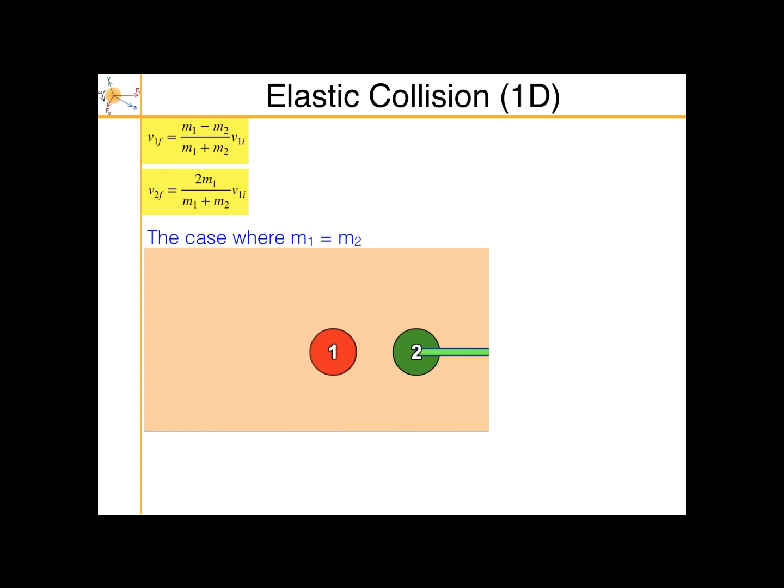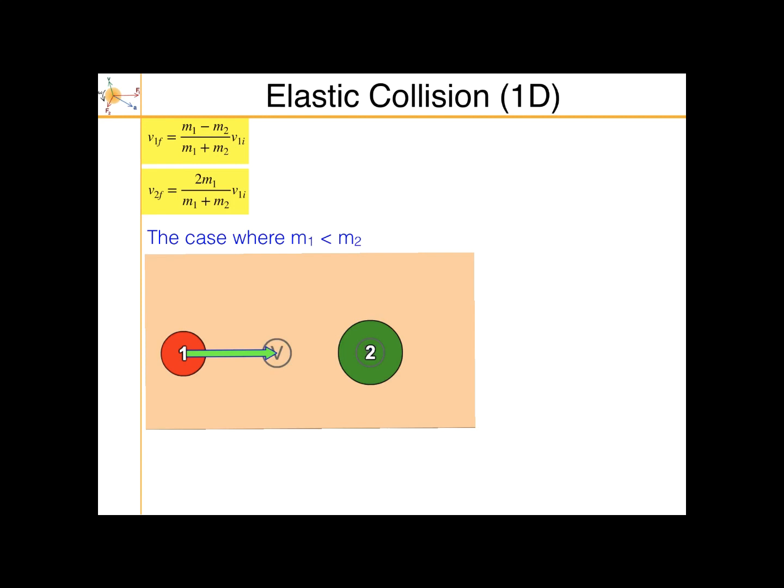V2 is moving at the same speed, and the first one just stops. And that's what's claimed here, right? It claims that M1 minus M2 is going to be 0, so V1 will be 0 after the collision. And if you look at V2, it'll just be 2m over 2m, and so V2 will actually be equal to V1. So all the momentum is transferred directly to the other one in that case.